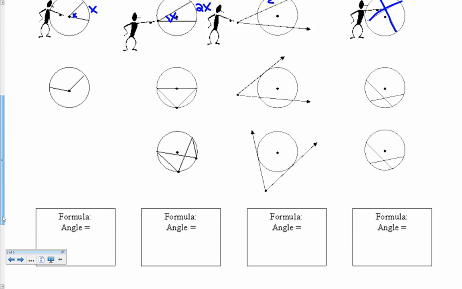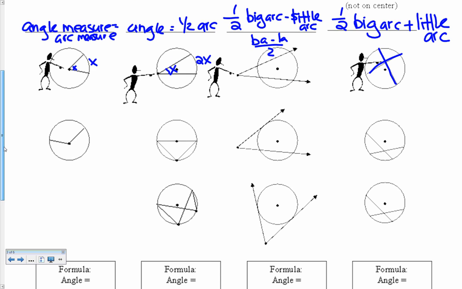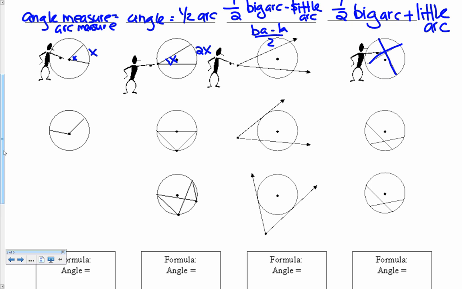Okay, so here's what I want you to do right now. On your own, identify what type of relationship each one of these is going to be. We have 7 examples. And write the formula next to it. I'm going to pause the video and do the same. So I want you to identify, is it a center? Is it on the circle? Is it an inside? Or is it an outside? Go ahead, pause the video, identify that, and see if you can remember the formulas.